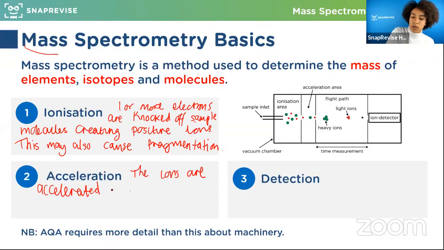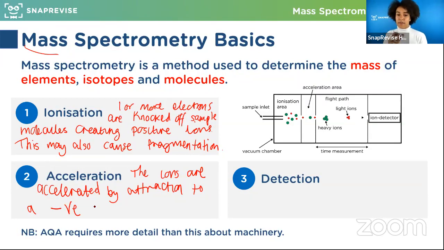accelerated by attraction to a negative plate. And I'm really lazy, people. When I write negative, I literally draw the minus sign and put a VE at the end, because I'm lazy. Don't do that in your exam. Do as I say, not as I do. You will find out sooner or later that scientists are all very lazy, especially when they're writing things down.